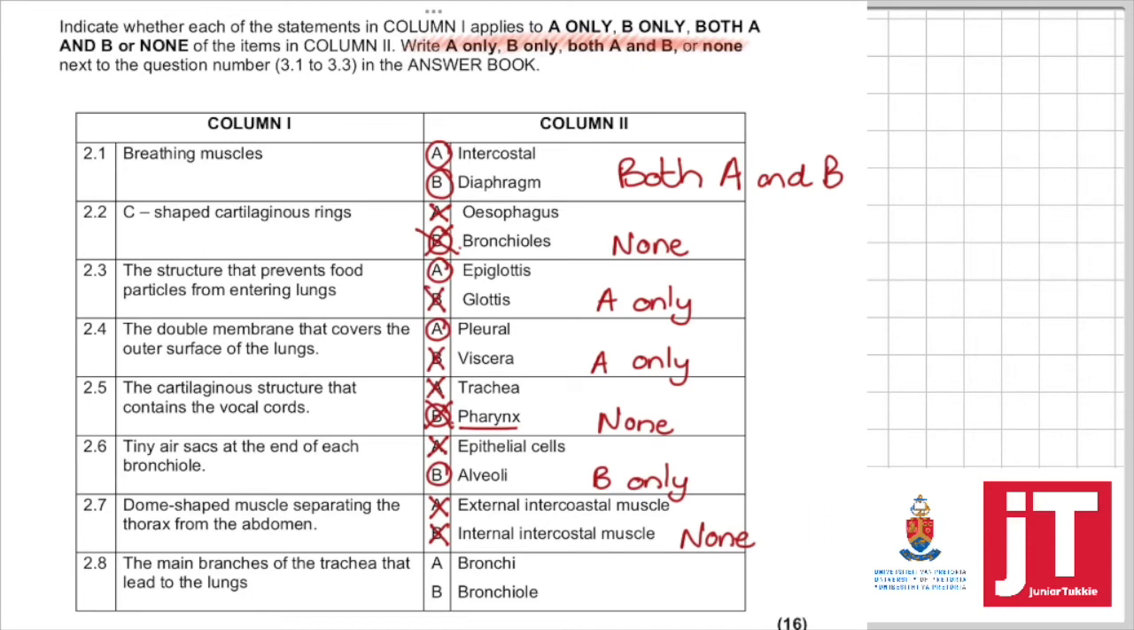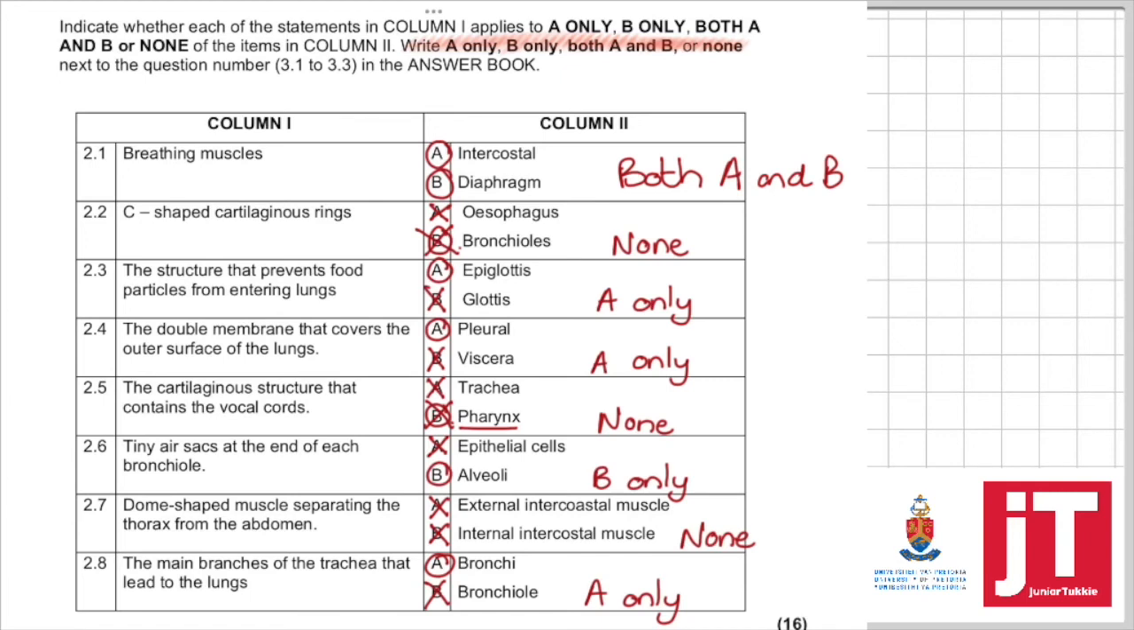2.8, the main branches of the trachea that lead to the lung. We've got the bronchi being option A, and the bronchiole being option B, and it says to us the main branches of the trachea. So they've got a link directly to the trachea. So here we're looking at option A and not option B, and it would be A only.